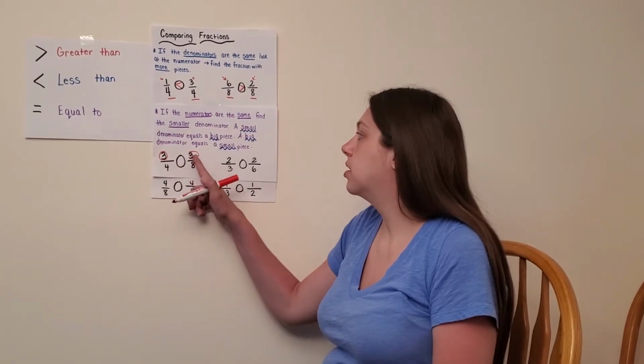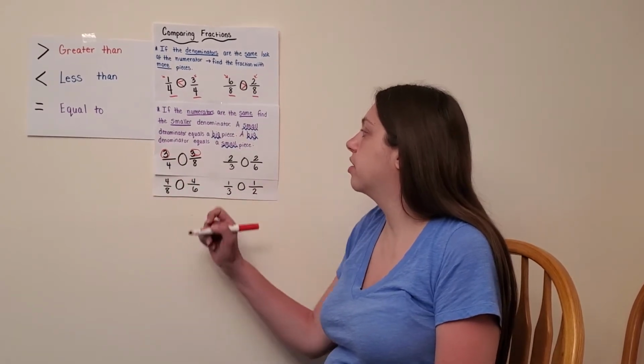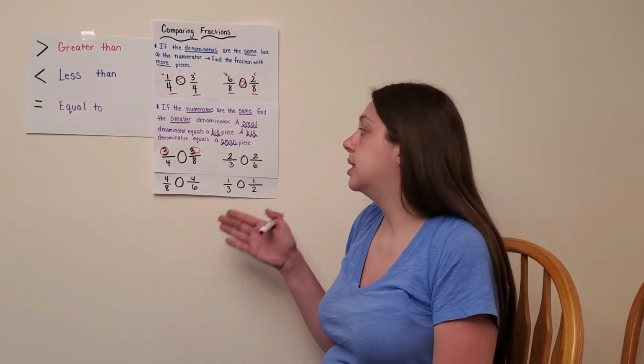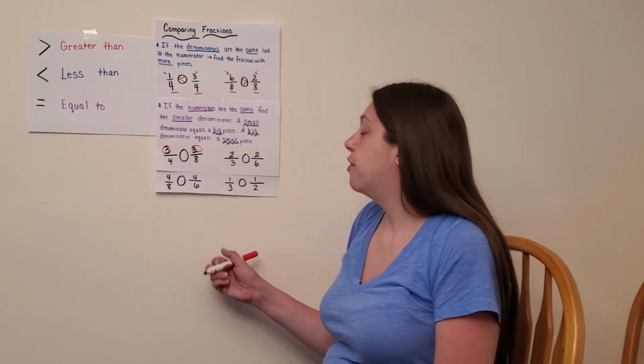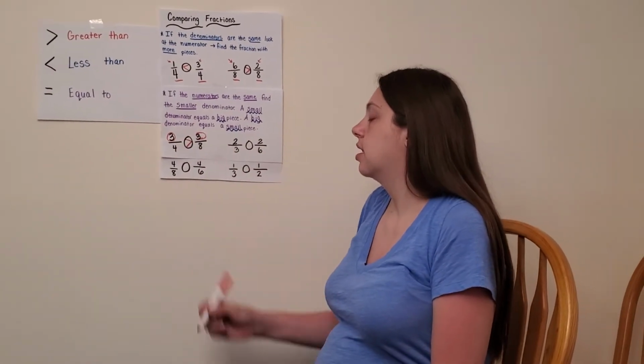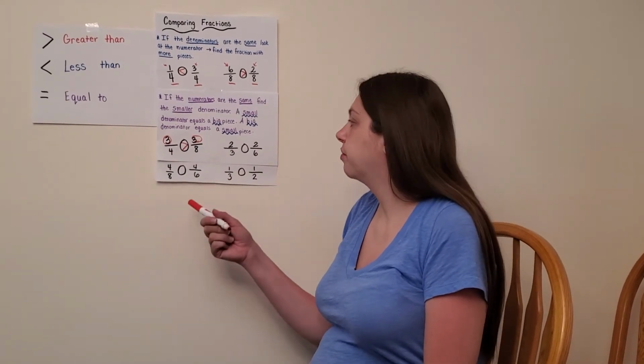So we have 3/4 and 3/8. Since the numerators are the same, we look at the denominator. The smaller denominator is bigger. 3/4 is greater than 3/8. Smaller denominator, the bigger the piece.